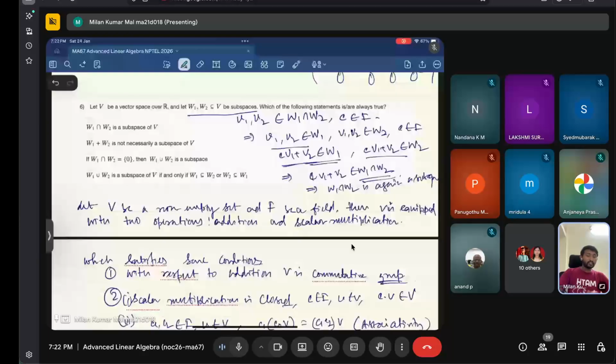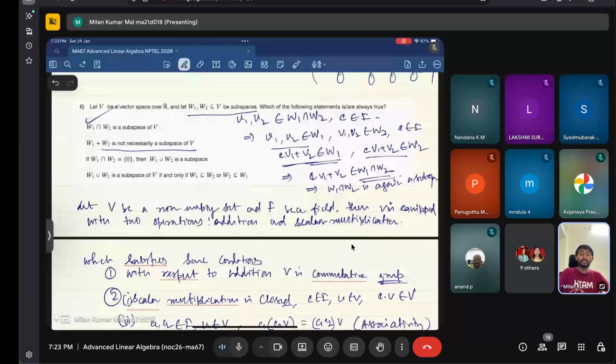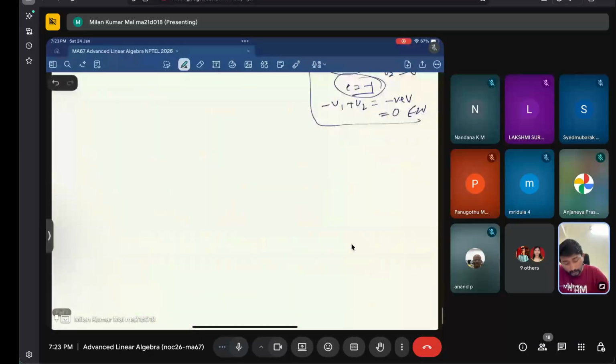0 is actually in both W1 and W2 because they are subspaces, so their intersection will also contain it. This is very easy. Okay, now let's go to the second one. W1 plus W2 is not necessarily a subspace of V. Whether this is true or false: if we can prove that W1 plus W2 is actually a subspace, then this will be false, because it says W1 plus W2 is not necessarily a subspace, but we will show that W1 plus W2 is actually a subspace.